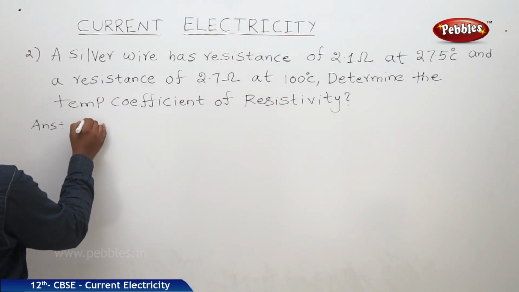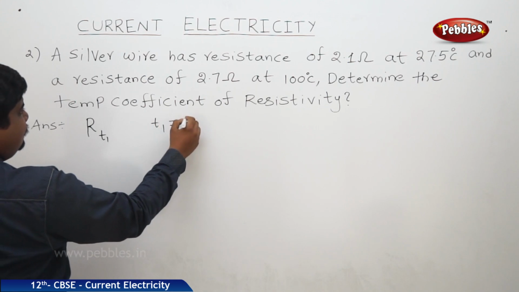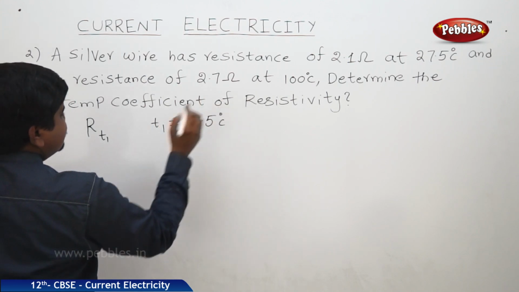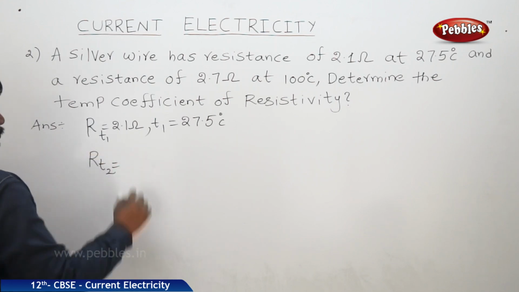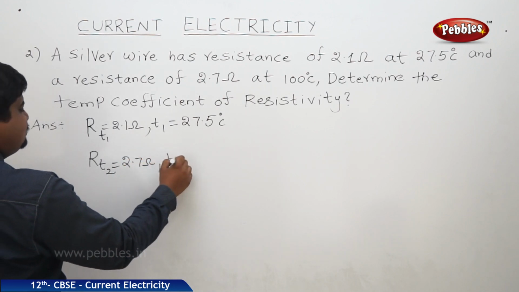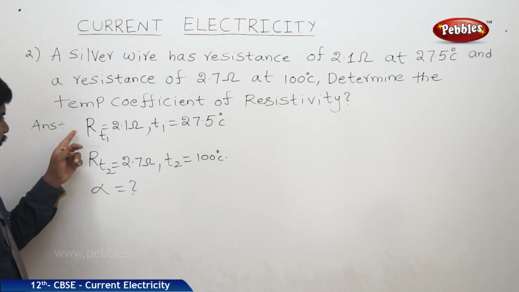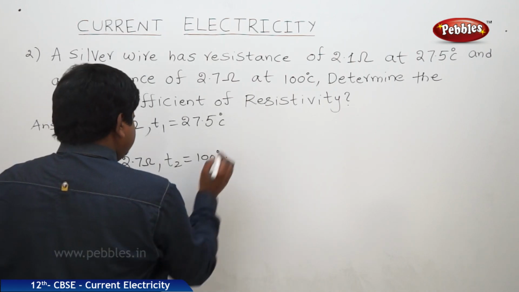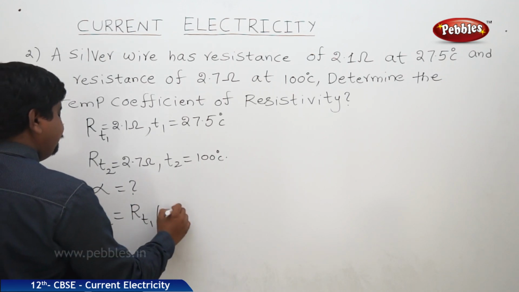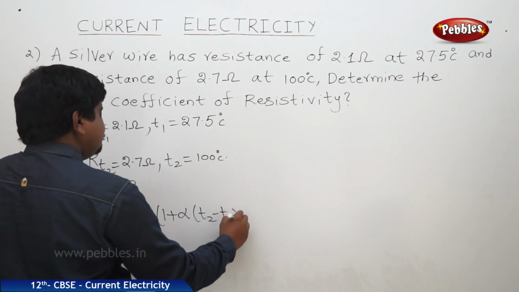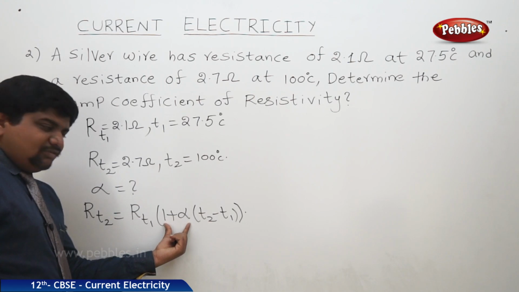Let me write the values. Resistance at T1, where T1 is equal to 27.5 degrees Celsius. What is resistance at T1? 2.1 ohms. Same like resistance at T2 is equal to 2.7 ohms. So what is T2? 100 degrees Celsius. Now he is asking alpha. The formula which relates resistance and alpha is R_T2 is equal to R_T1 into 1 plus alpha into T2 minus T1. Resistance at T2 temperature is equal to resistance at T1 temperature into 1 plus alpha into T2 minus T1.